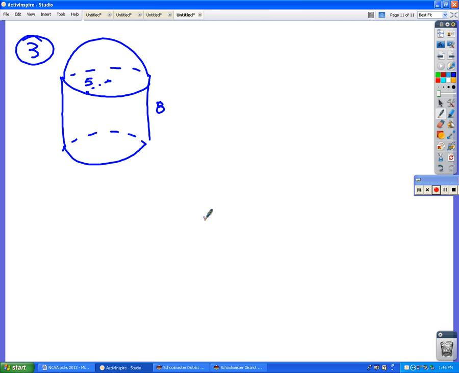Okay, so last one. Once again, to do the volume, I have to find the volume of the hemisphere and add on to that the volume of the cylinder.